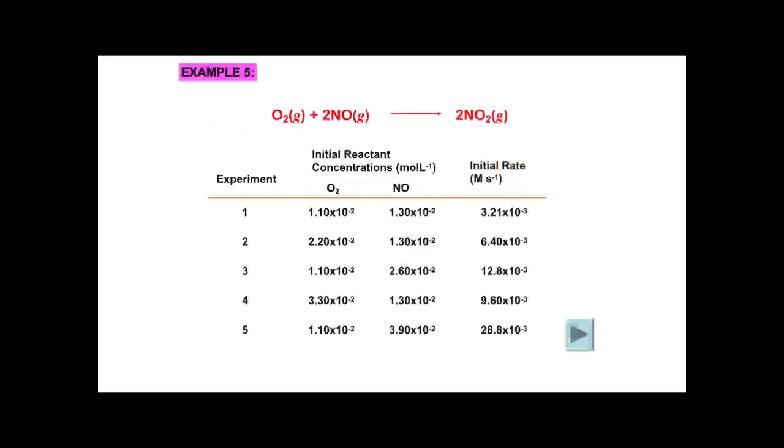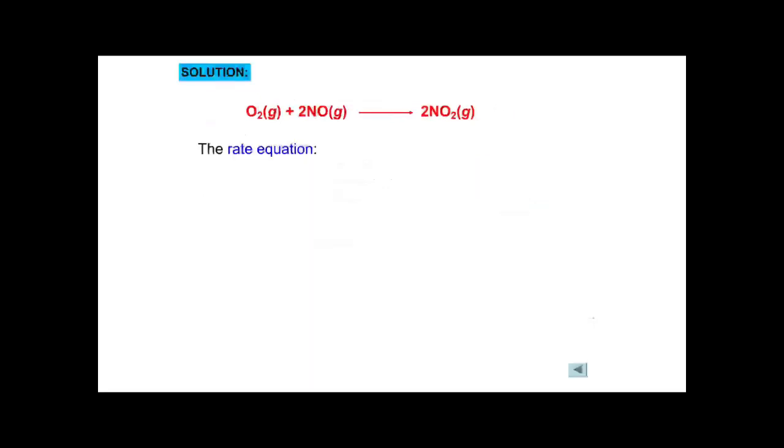Next example, kita ada oxygen plus 2NO produce 2NO2. Kita nak cari rate law dia untuk reaction ni. So, kita ada eksperimen, several data. So, kita kena gunakan initial rate equation method. So, the rate equation is rate equal to K, concentration O2 kuasa M, concentration NO kuasa N.